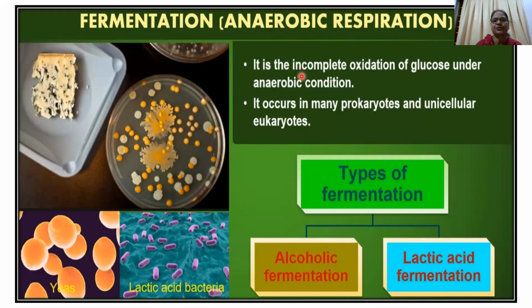Fermentation is a type of anaerobic respiration where glucose is incompletely oxidized into ethyl alcohol or lactic acid. Likewise, it is not completely oxidized into CO2 and H2O. Incomplete oxidation of glucose occurs, and it occurs in the absence of oxygen, so it is called anaerobic respiration. It occurs in prokaryotes and in eukaryotes.